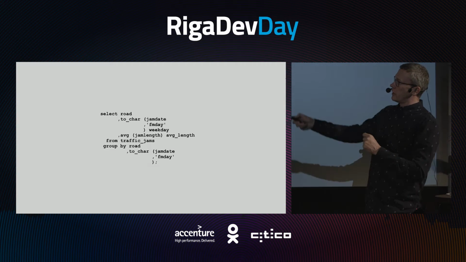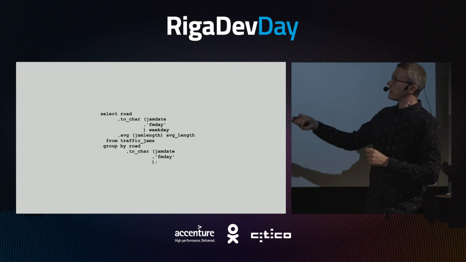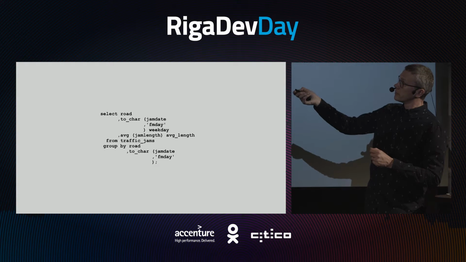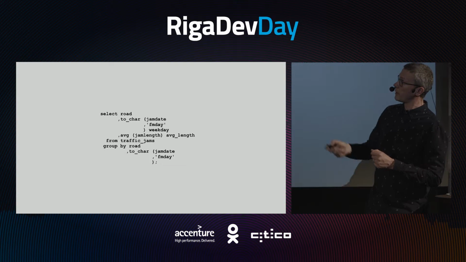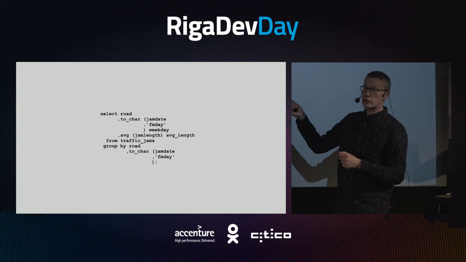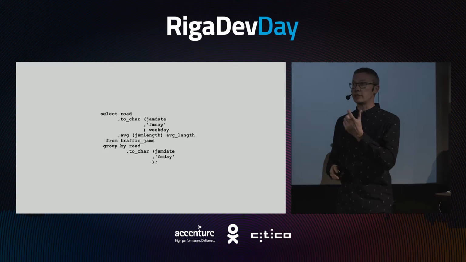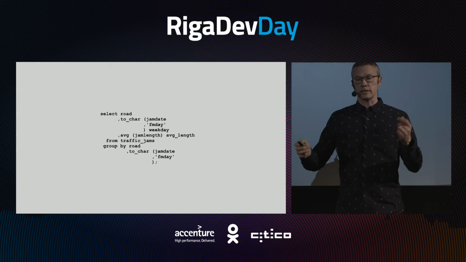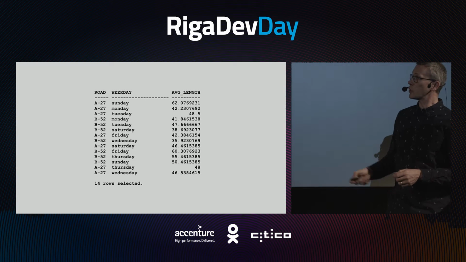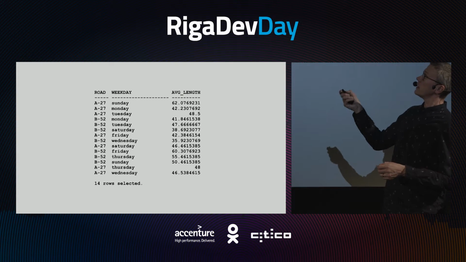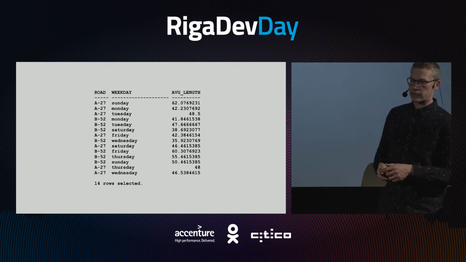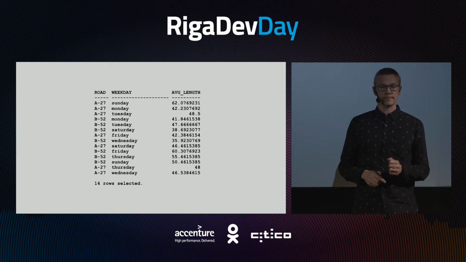If you want to get an average on the length of the traffic jam, you can just use a regular group by for a certain date, formatted nicely so we see at least the weekday and how long the average length is. So you get a result like that. On a Sunday there was so much, on a Monday there was that much, and so on and so on.